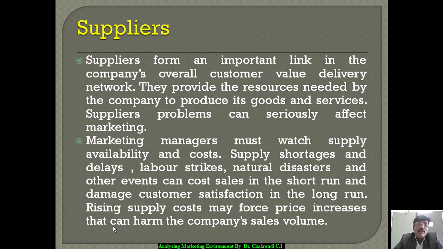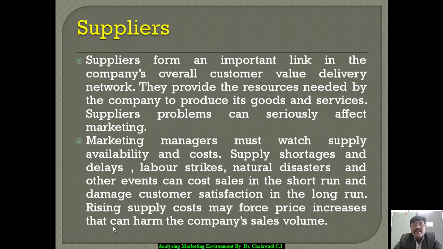If you are the company producing the goods and services, you have to build a good relationship with the supplier also, isn't it? So that's why the problems of the suppliers can seriously affect the marketing activities, right? The marketing managers must watch supply availability and cost. How we have to supply the goods and services, and what is the cost of supply, the supply shortages, as well as the delays, right?